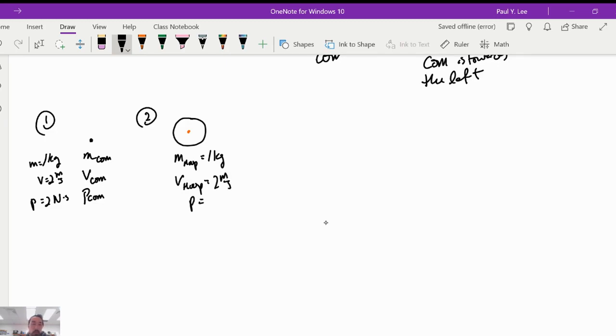That means that we will say that the momentum of the hoop would be 2 newtons per second. So we can see how even though the object itself is different, numerically it comes out to be the same momentum. And so we could write it like this.